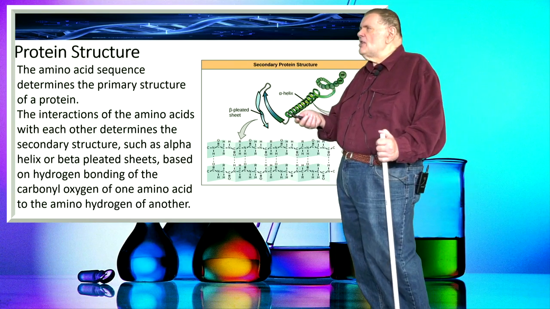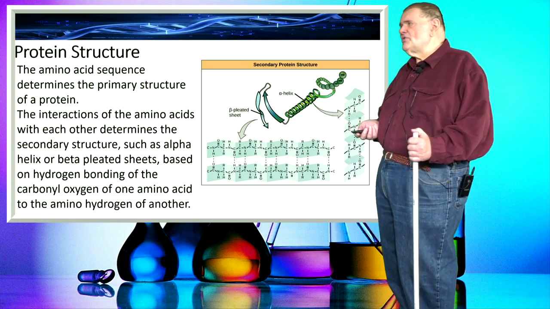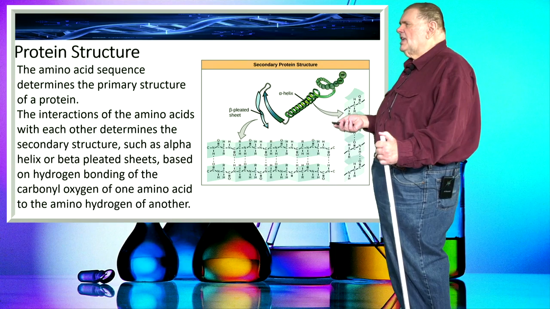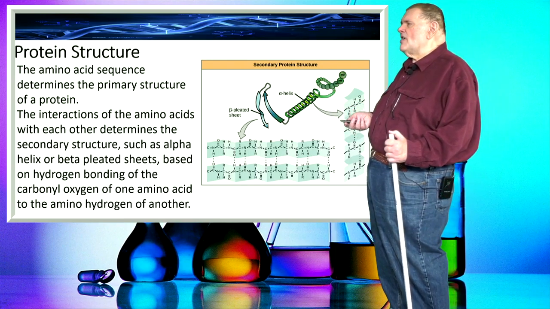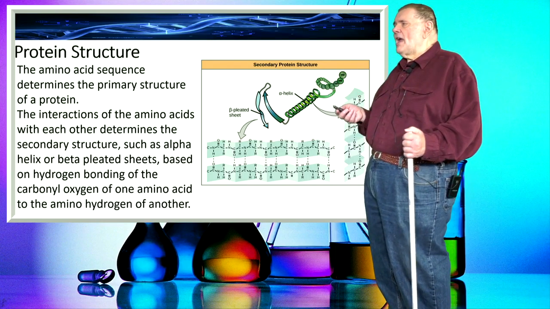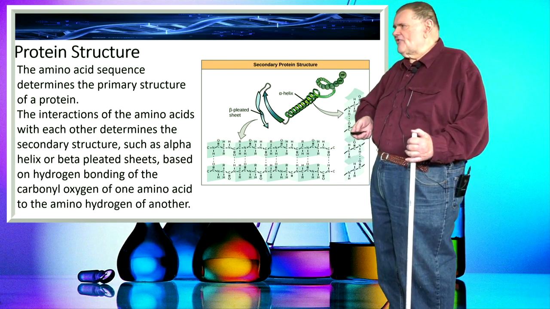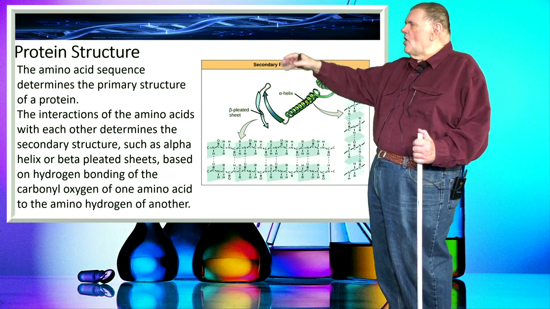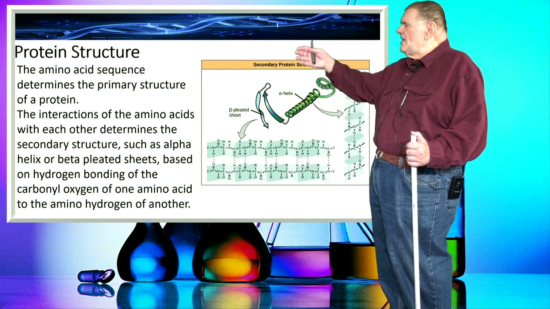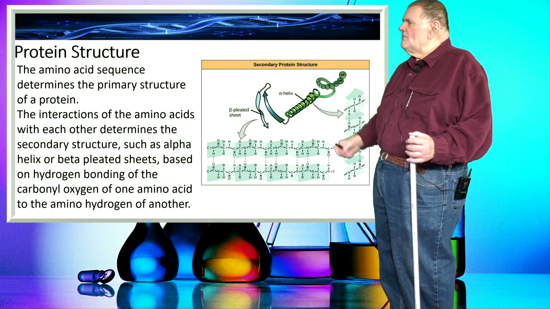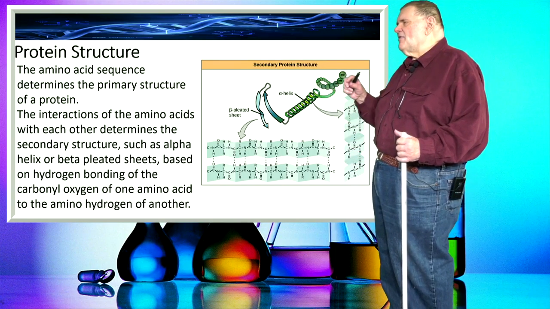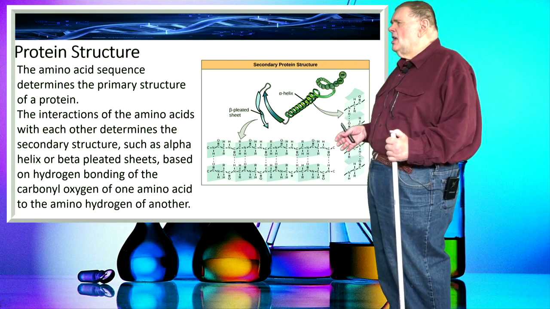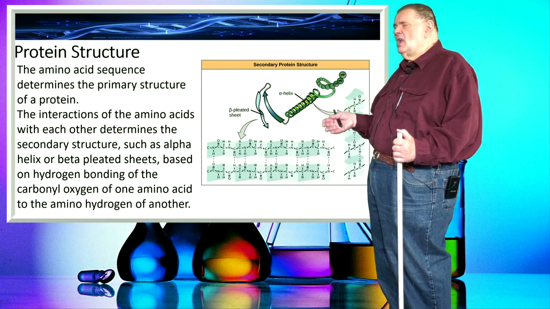The sequence of the amino acids gives what we call the primary structure of the protein. The interactions of the amino acids with each other, the chemical properties of them, determines that secondary structure. And the two basic secondary structures are alpha helixes and beta pleated sheets. And there's two examples in the diagram. The lower one on the left gives the result of a beta-pleated sheet. The spiral one on the right gives the alpha helix. And that's due to the hydrogen bonding of the carbonyl oxygen in the acid part of one of the amino acids to the amino hydrogen of another amino acid.